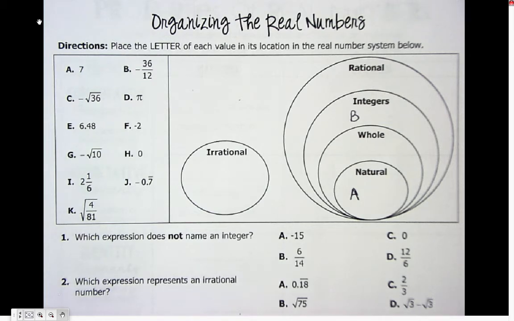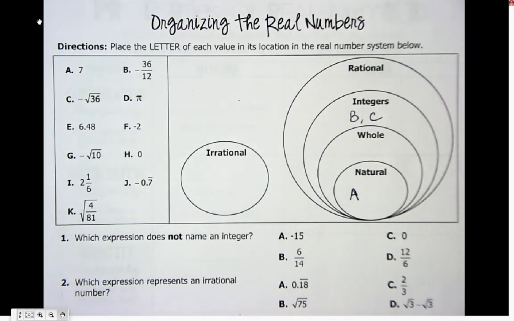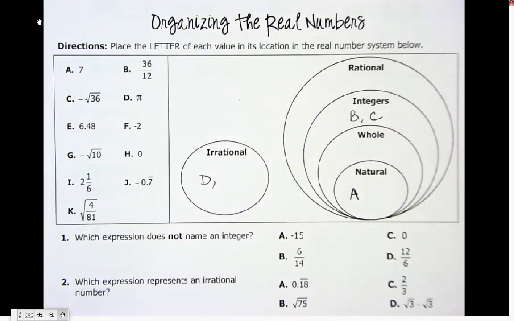Then we have negative square root of 36 for letter C. When we take the square root of 36, we get 6. So when we simplify negative square root of 36, we would get negative 6, which is an integer. So we're also going to put that in that category. Okay, then we get to pi. Pi is an irrational number. It's the most famous one of our irrational numbers.